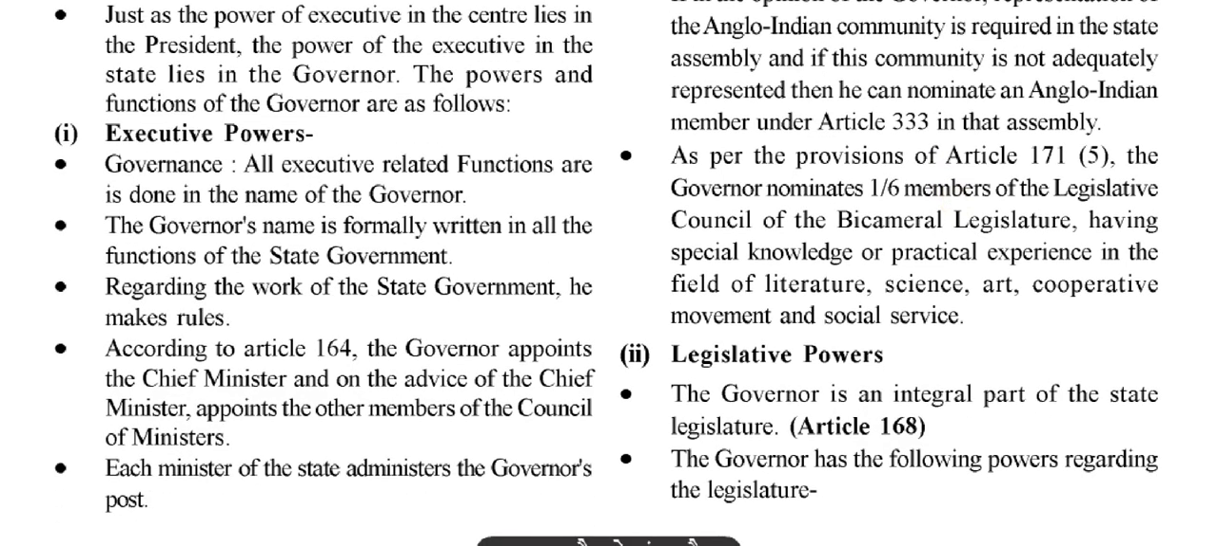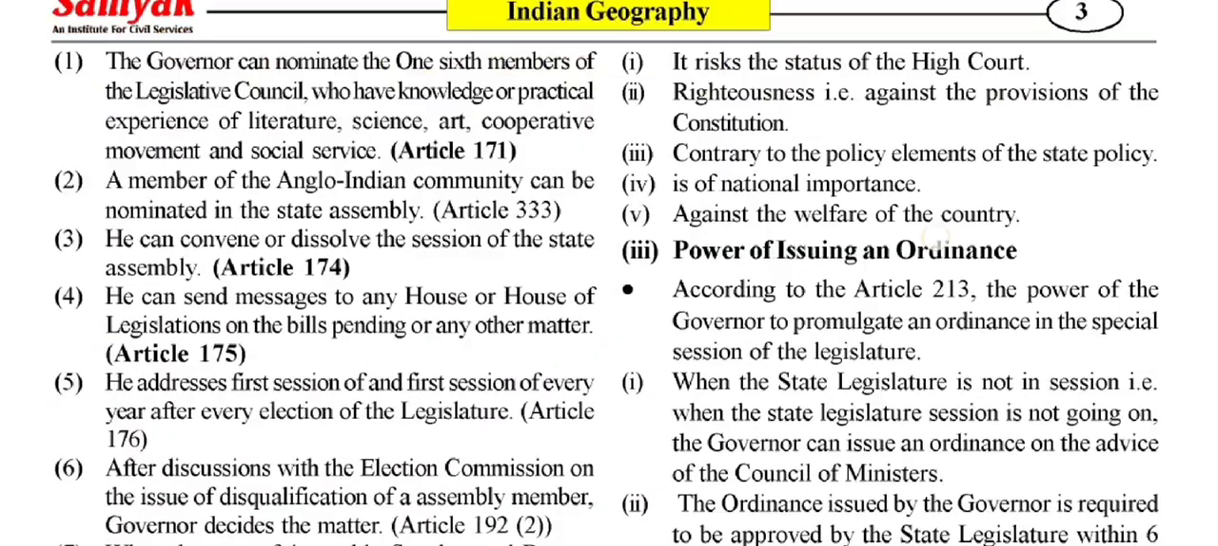As per the provisions of Article 171(5), the governor nominates 1/6 members of the Legislative Council of the bicameral legislature, having special knowledge or practical experience in the field of literature, science, art, cooperative movement, and social service. Second, legislative powers. The governor is an integral part of the state legislature. Article 168. The governor has the following powers regarding the legislature.